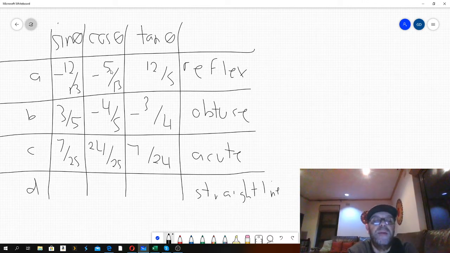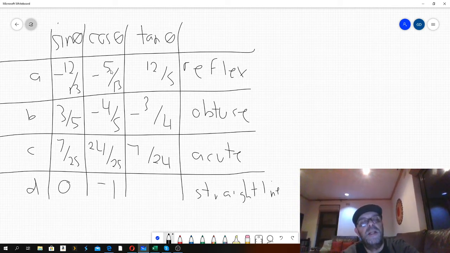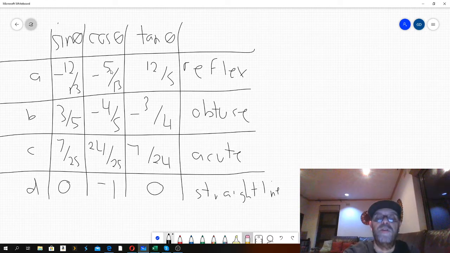Okay, and then for the straight line, we know that a straight line is 180 degrees. So basically we want to know what is the sine of 180, the cos of 180, and the tan of 180. And those answers are respectively 0, minus 1, and tan of 180 is also 0. So there we go, we've completed number 1. Right, we'll move on to number 2.